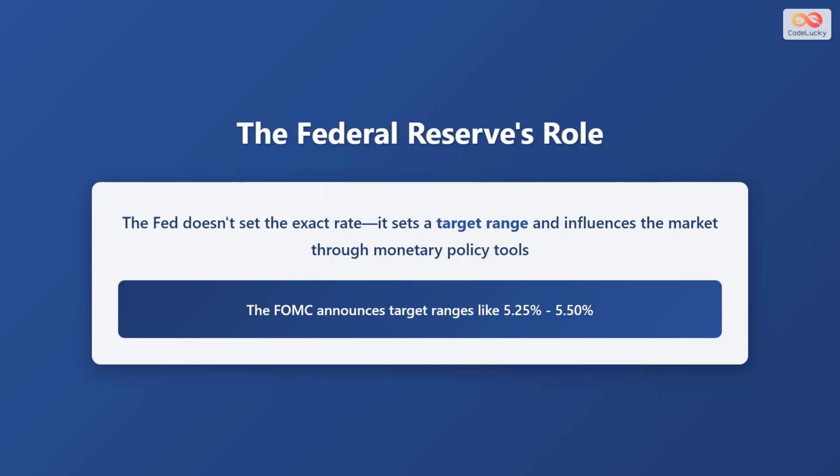Here's an important point. The Federal Reserve doesn't actually set the exact federal funds rate. Instead, it sets a target range and then uses various monetary policy tools to influence the market rate so it stays within that range. For example, the Federal Open Market Committee, or FOMC, might announce a target range like 5.25% to 5.50%. The actual rate that banks charge each other typically falls somewhere within this range, based on supply and demand in the overnight lending market.